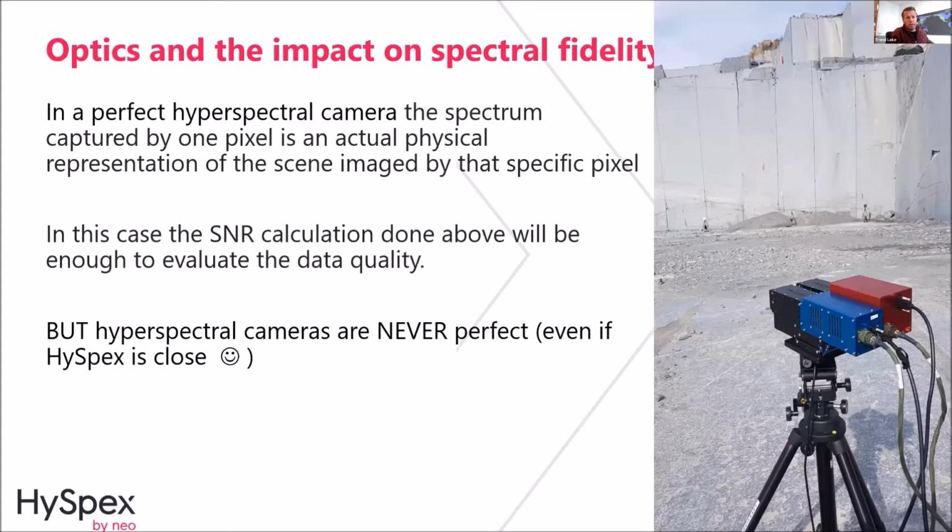And then optics and impact on spectral fidelity. So in a perfect hyperspectral camera, the spectrum captured by one pixel is an actual physical representation of the image seen by that pixel. So in this case, the SNR calculation done above is correct. Then it's enough with this one function, and that's all you need, this SNR as a function of wavelength. But hyperspectral cameras are never perfect, far from it.